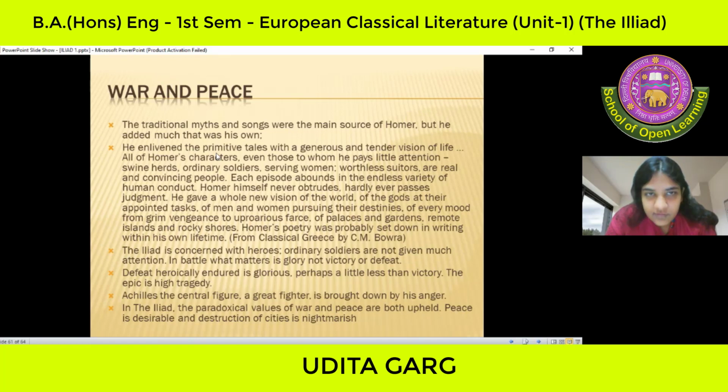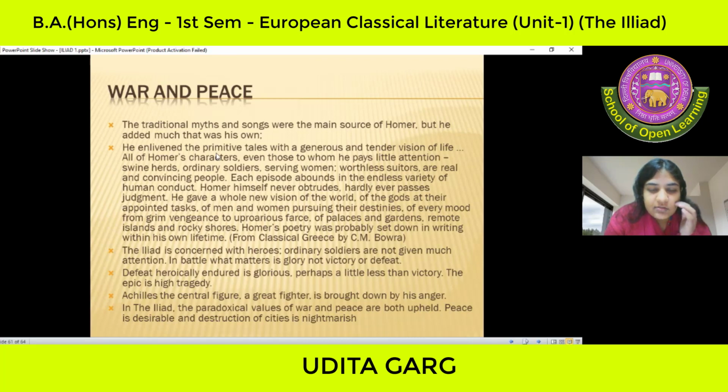It is about conflict, and the seriousness of that conflict, what it brings to the characters in the epic. So it is a high tragedy. Now Achilles, who's the central figure, the great fighter, is brought down by his anger, right? So it is the anger of Achilles which is responsible for what happens to him.